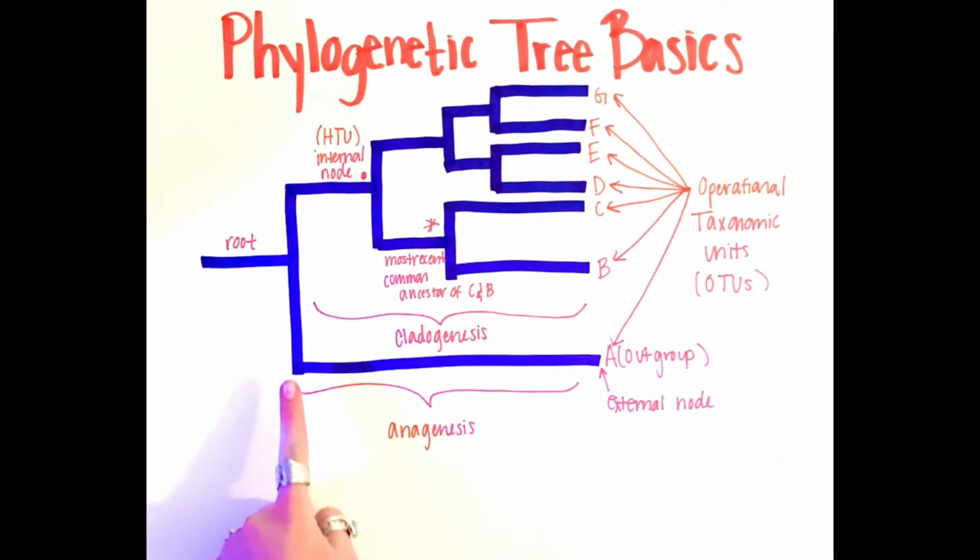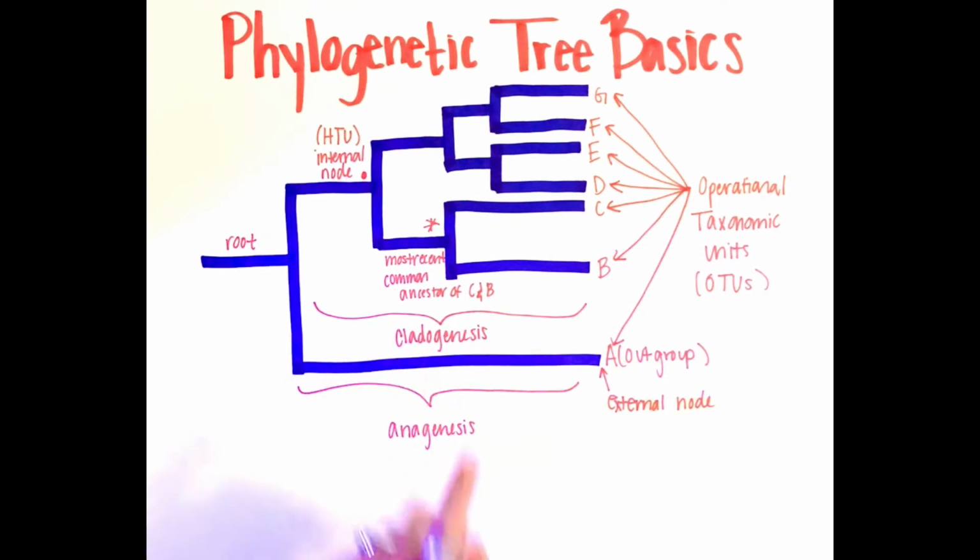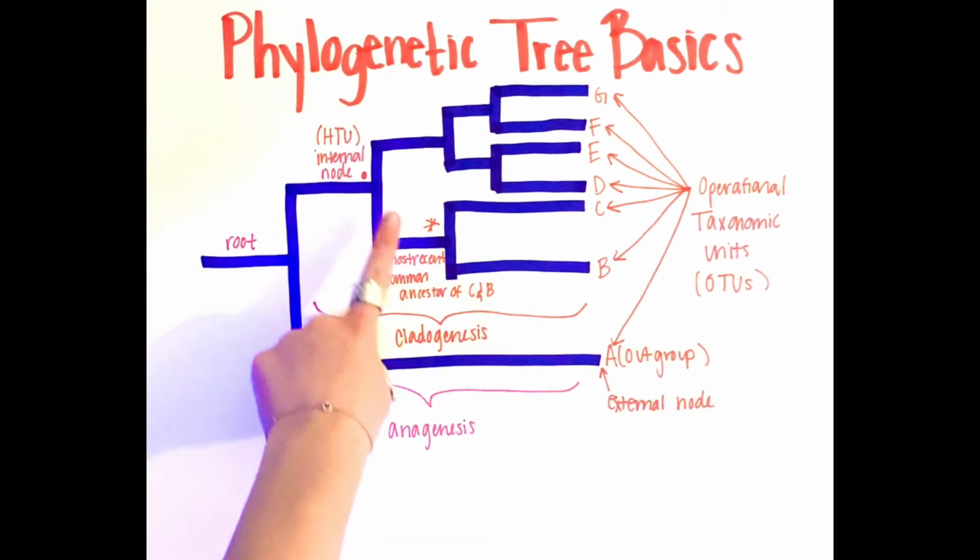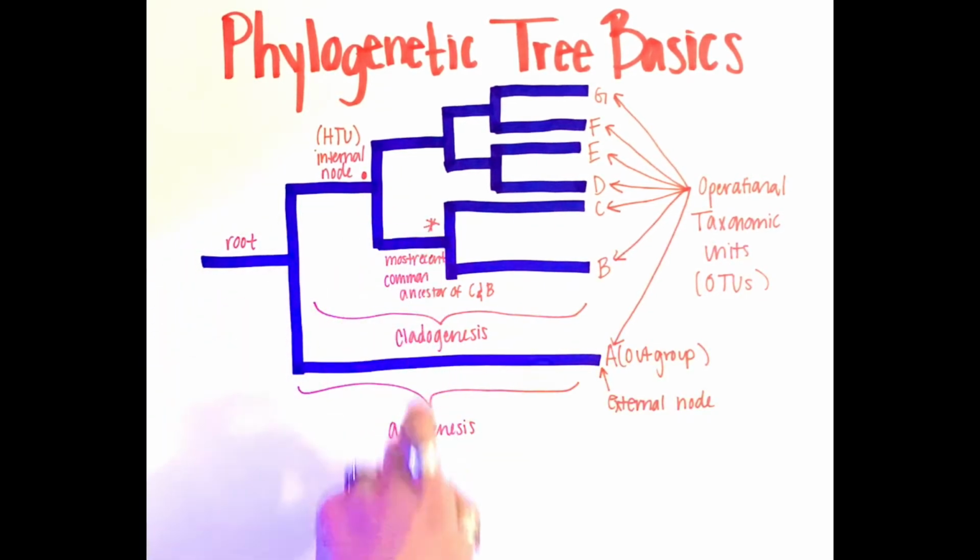Evolution of the outgroup is an example of anagenesis, as there are no evolutionary divergences that are observed. Where cladogenesis occurs within a tree, we observe internal nodes, which are synonymous with the most recent common ancestor of the OTUs under that lineage.